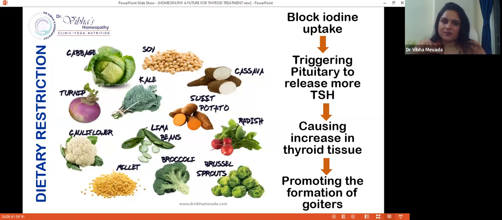Likewise, in thyroid cases, you have to take care of some dietary restrictions like cabbage, soya, cauliflower, sweet potatoes. And why do we need to take care of these things? Because of the presence of substances in these foods which can trigger the pituitary to release more TSH. Right? Which causes an increase in thyroid tissue and promotes the formation of goiters.